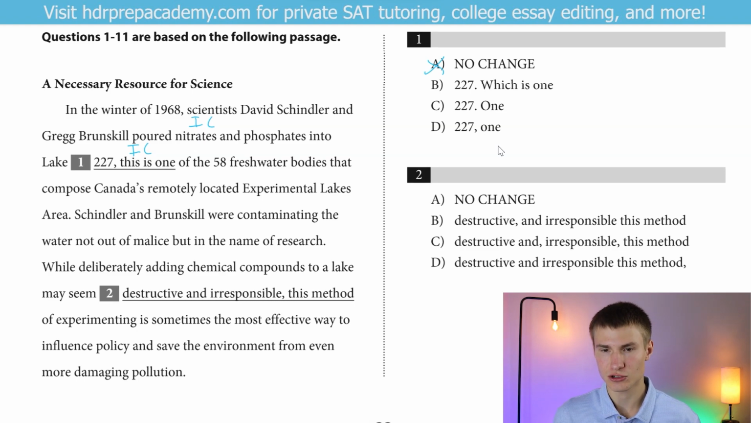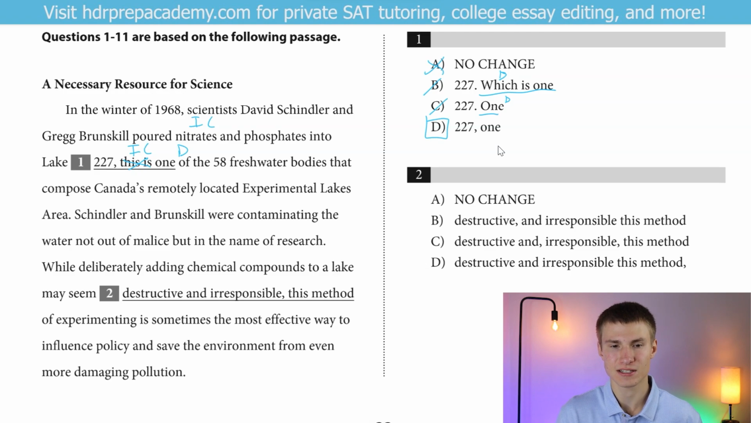Now if we take a look at answer choices C and B, if we were to take out this is and put in which is one or just one, then we're going to end up with a dependent clause. We can't connect an independent clause to a dependent clause with a period, because then we have a dependent clause as a standalone sentence, which isn't possible. It has to be an independent clause. Therefore, we know our answer is going to be D.